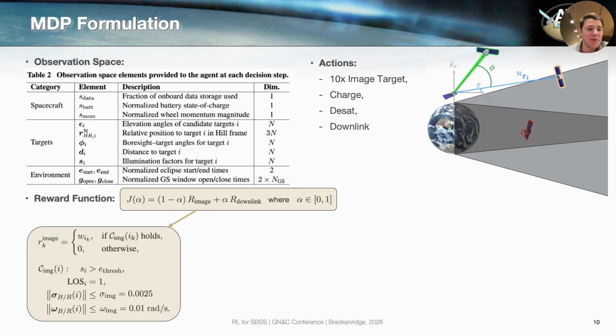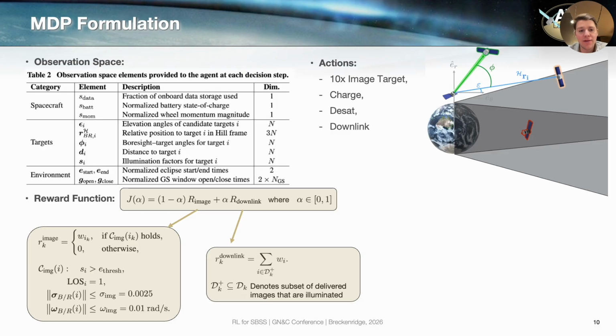So the imaging component is that you need to pass all the criteria for imaging, which means that your illumination factor needs to be above the threshold, the line of sight needs to be maintained by the time that you slew to it, and there are pointing and pointing rate constraints as well. Then you get the priority of the target times 1 minus alpha.